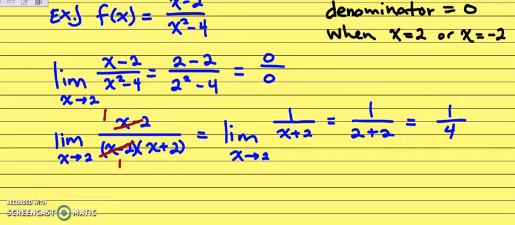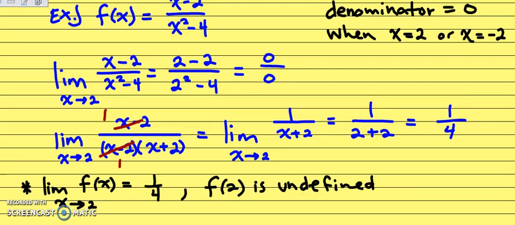So the limit exists, however, f of 2 was undefined. Therefore, we have a removable discontinuity at x equals 2. Just because x equals 2 made the denominator equal to 0, that didn't tell us necessarily that we have a vertical asymptote. In this case, we don't have a vertical asymptote at x equals 2. We have a hole at x equals 2.